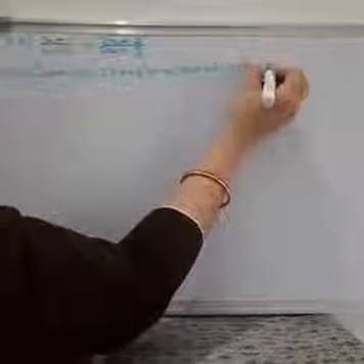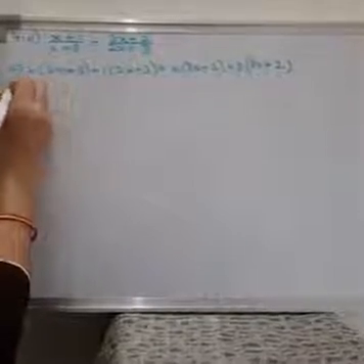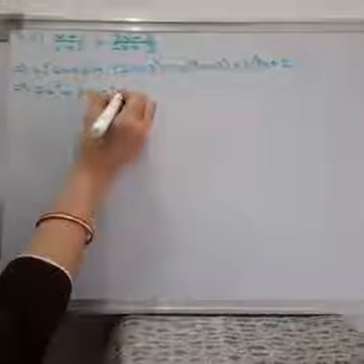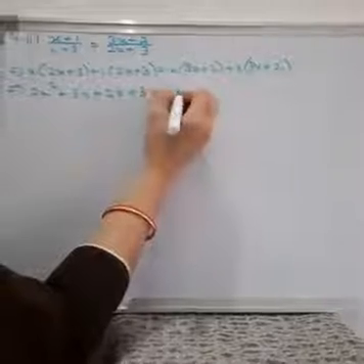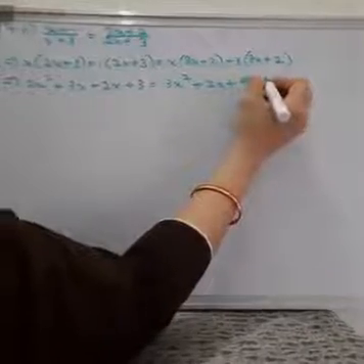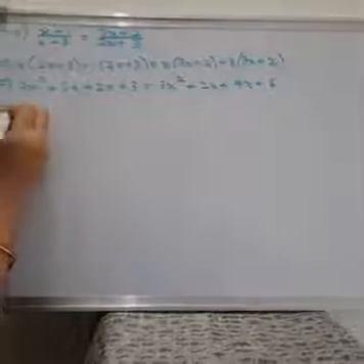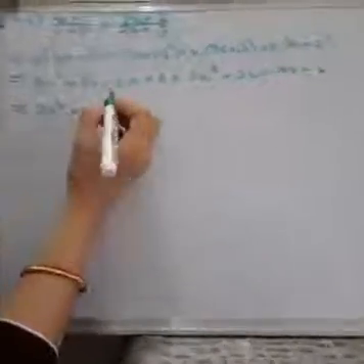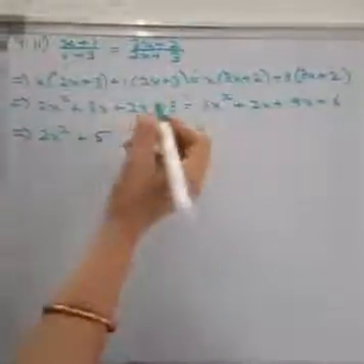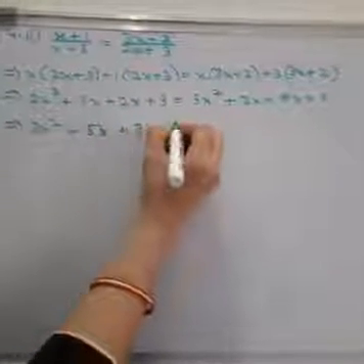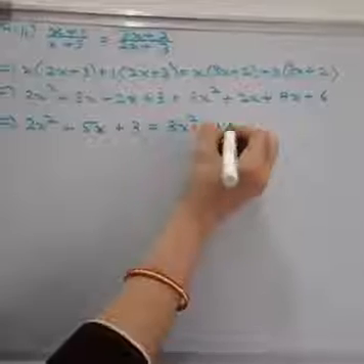Fine. Now multiply and open up the brackets. 2x square plus 3x plus 2x plus 3 is equal to 3x square plus 2x plus 3 into 3, 9x, plus 3 into 2, 6. If you wish, you could omit some of these steps, but I am taking each and every step so that even the weakest child could get the things. These steps are easily omittable. You can directly write up the terms. 2x square plus 5x plus 3 is equal to 3x square plus 11x plus 6.